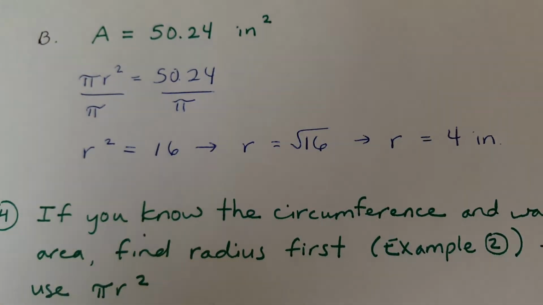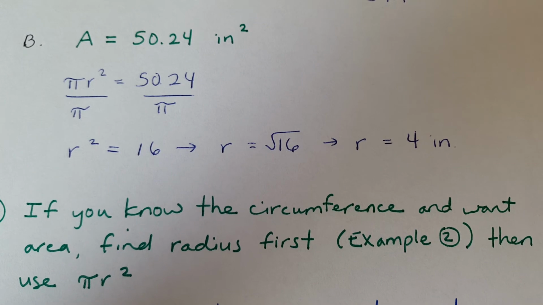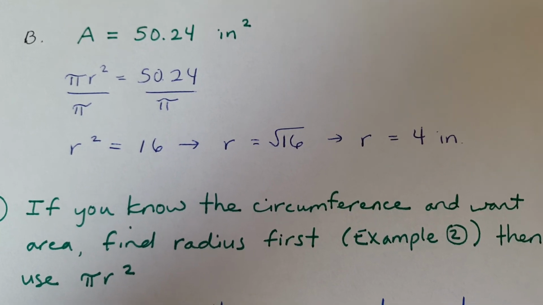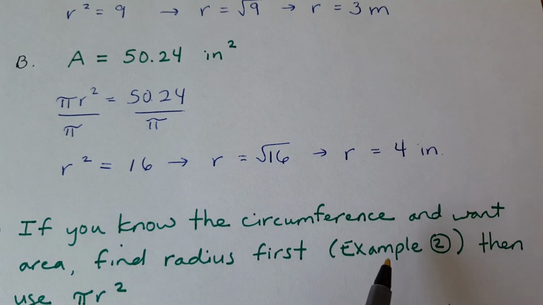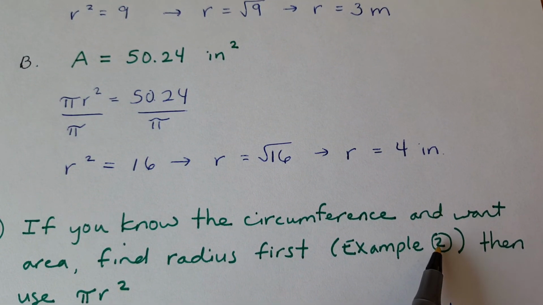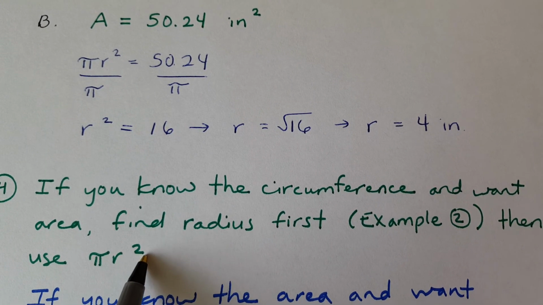Now, let's think about some extension problems. If you know the circumference and want the area, how are we going to do that? Well, you would first find the radius, following example 2, and then once you have the radius, you can get the area by using pi r squared.